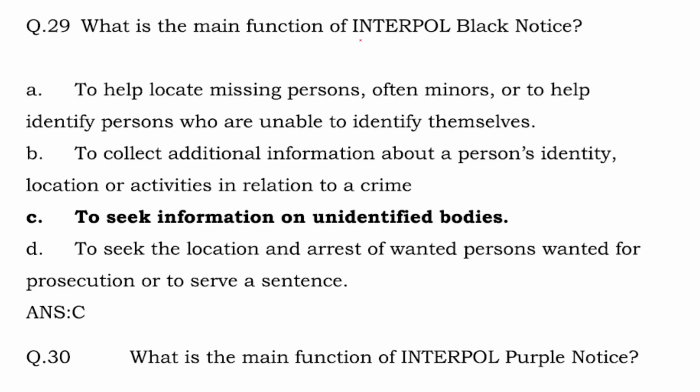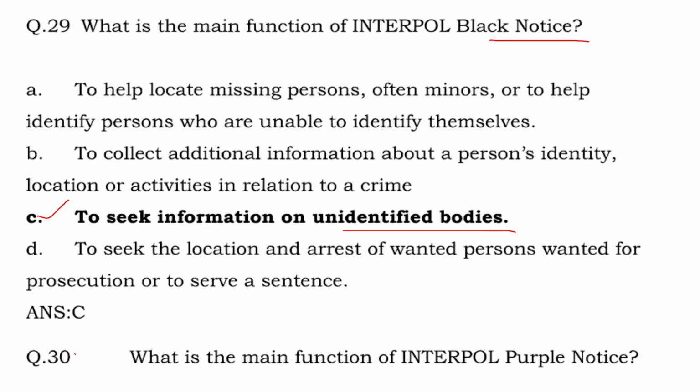What is the main function of Interpol Black Notice? So there are yellow notice, blue notice and black notice. So option C is the correct answer, to seek information on unidentified bodies. Option C is correct.